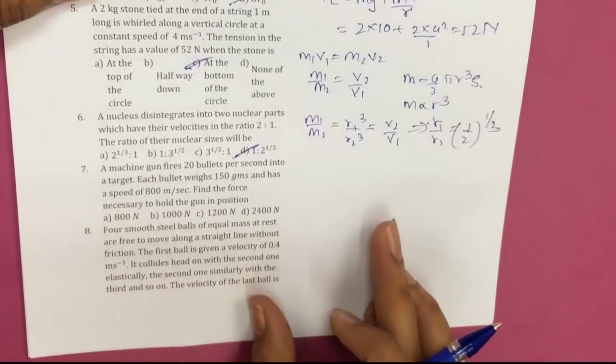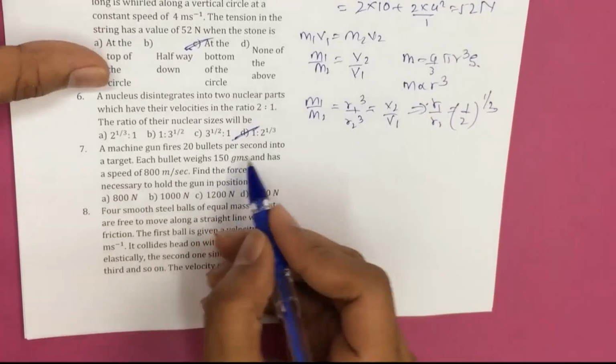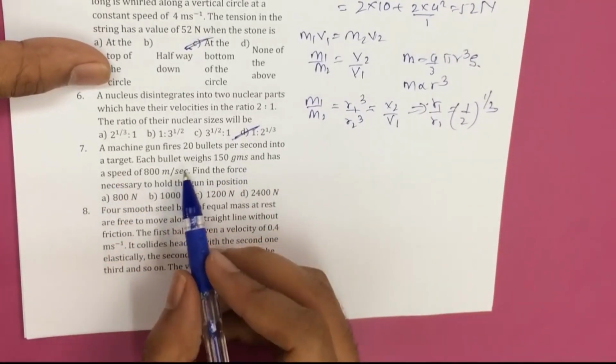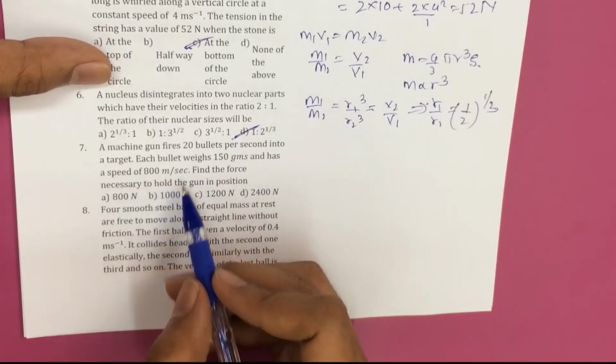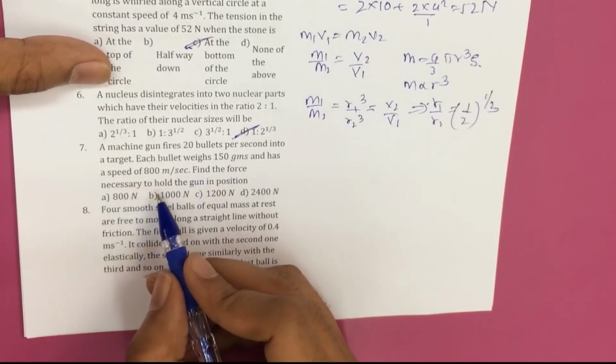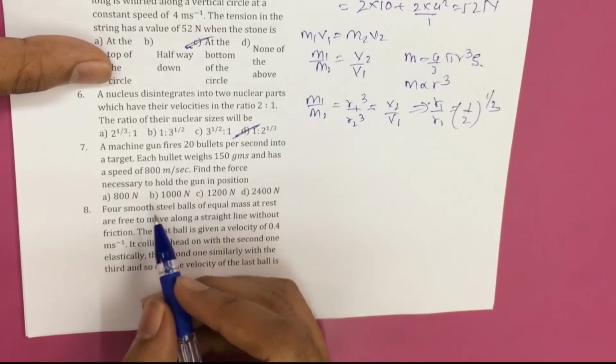Question 7. A machine gun fires 20 bullets per second into a target. Each bullet weighs 150 grams and has a speed of 800 meters per second. Find the force necessary to hold the gun in position.